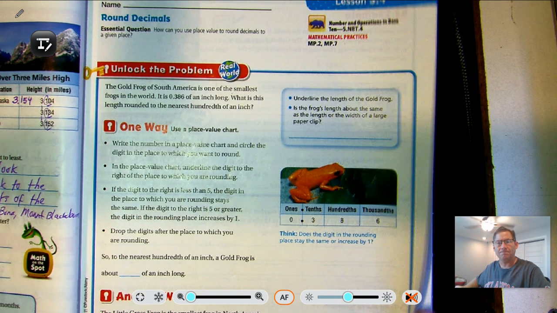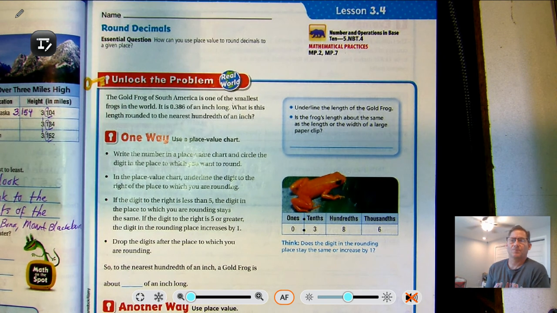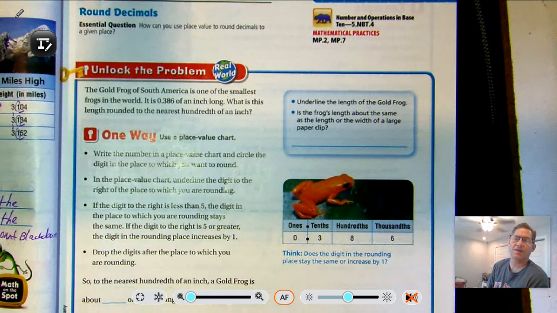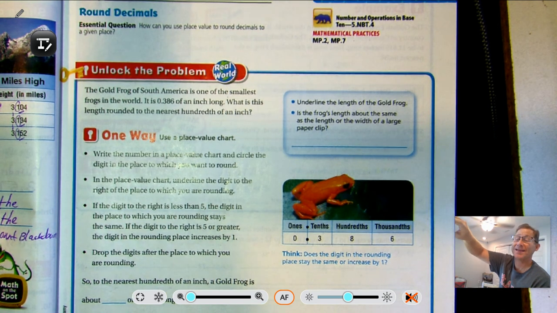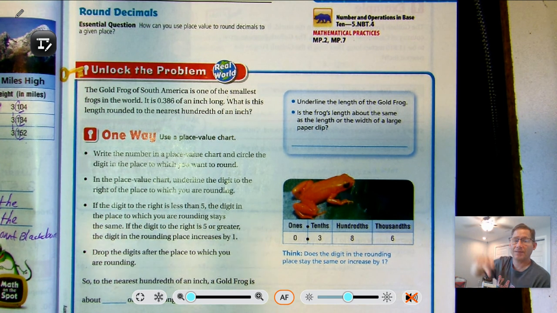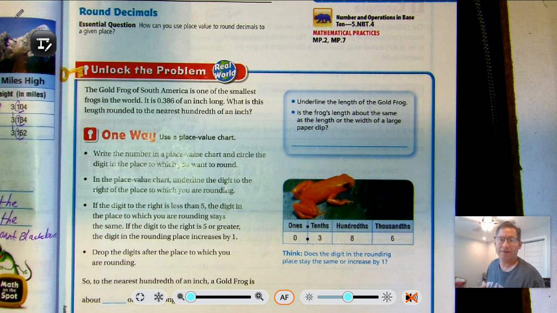Hello, everybody. In today's lesson, lesson 3.4, round decimals, our essential question is how can you use place value to round decimals to a given place? Okay, so we're on page 121 of the fifth grade Go Math textbook.